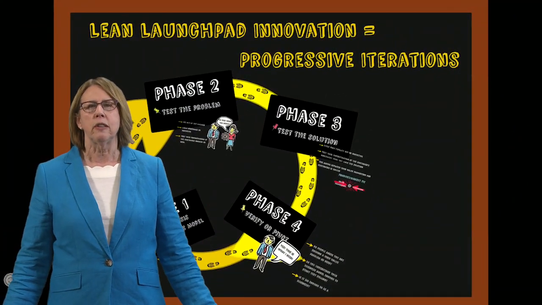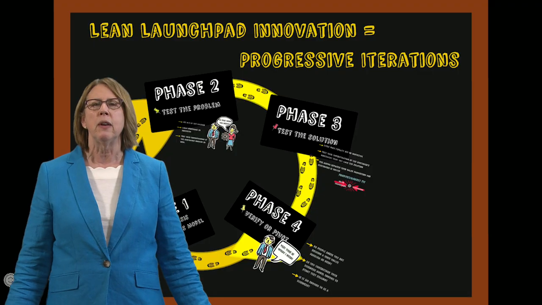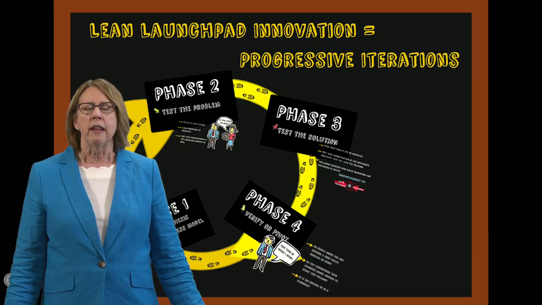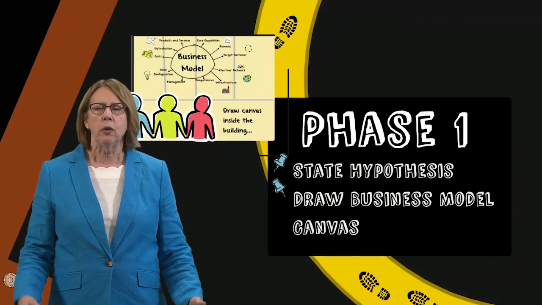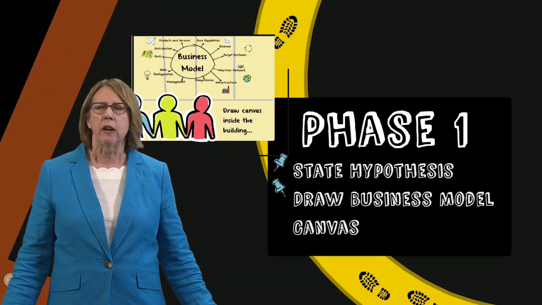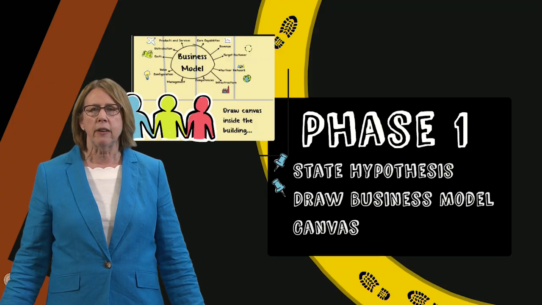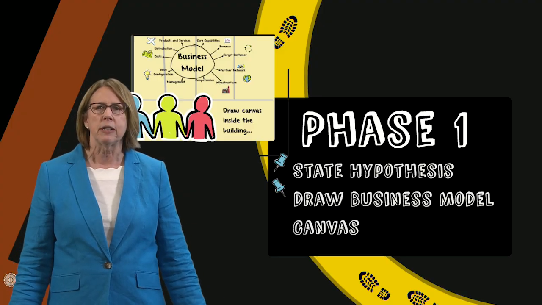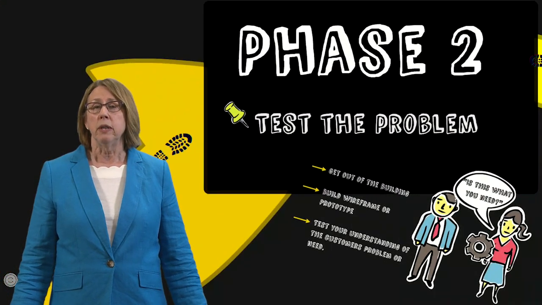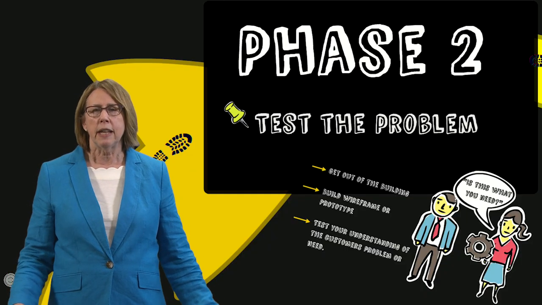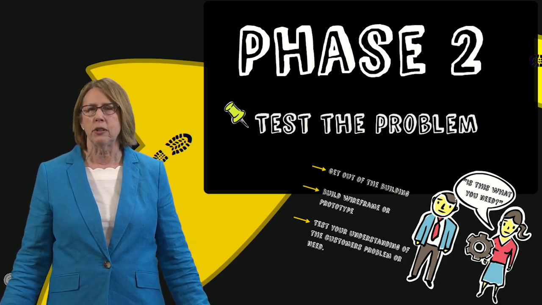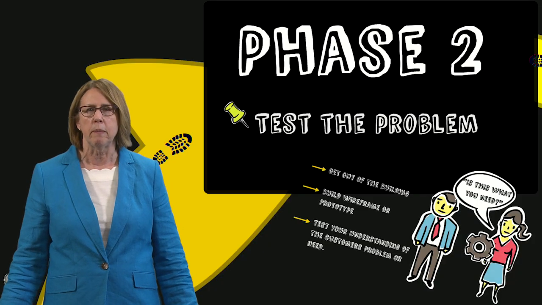This is another way to look at the Lean Launchpad process. It's a series of steps that you might repeat over and over again. Phase 1 is where you lay out your current thinking about who your customers are and what they need, either on the business model canvas or this other tool that we'll talk about called the value proposition canvas. Phase 2 is really talking to customers to understand their problems. You're going to test the problem. Is what you are addressing even important to your potential customers, and in what way is it important to them?